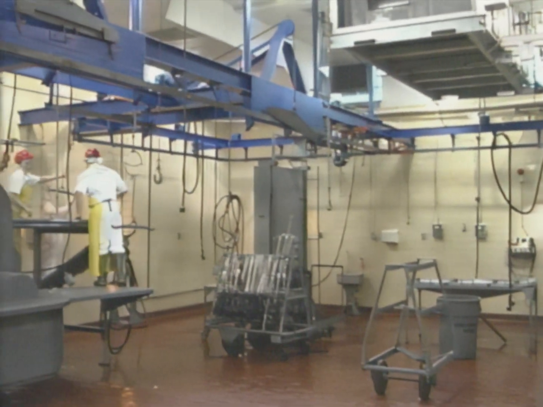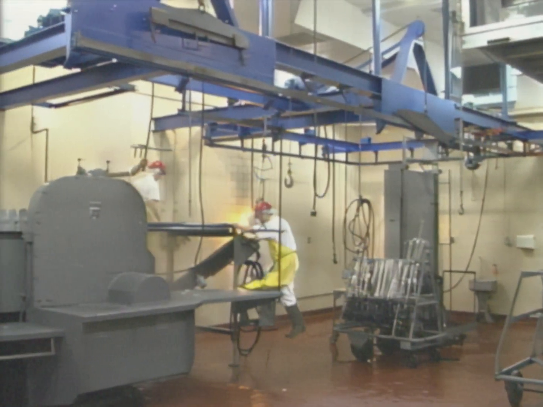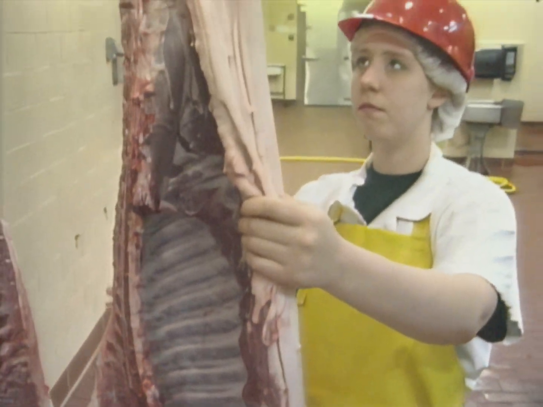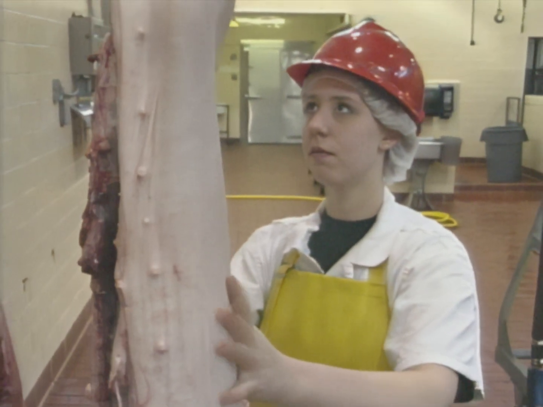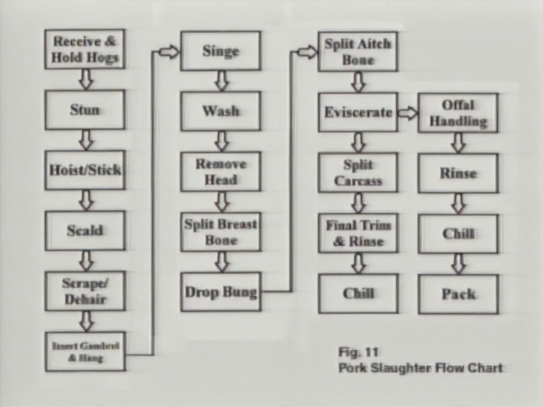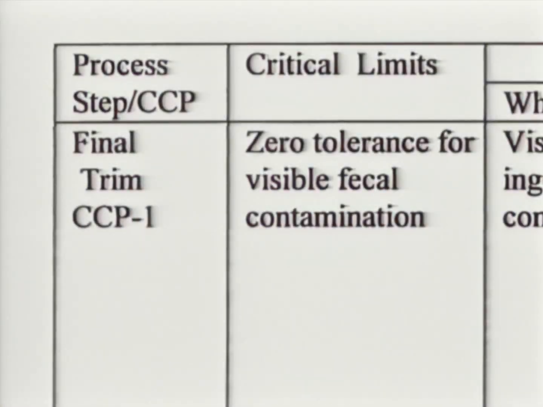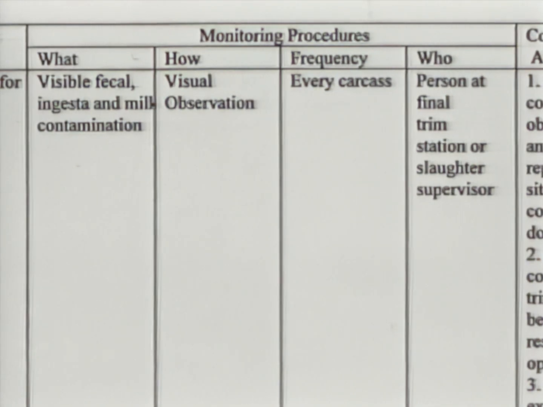Through hazard analysis, this very small establishment, the OSU Meat Lab, has identified the final trim step as a critical control point for a biological hazard in their pork slaughter HACCP plan. Pause tape here to find Figure 11 in accompanying manual. Their critical limit for this CCP, seen in the second column of Form B, Figure 12, is zero tolerance for fecal, ingesta, and milk contamination. Monitoring procedures for CCP 1 involve visually checking each carcass for fecal, ingesta, and milk contamination at the final trim step.